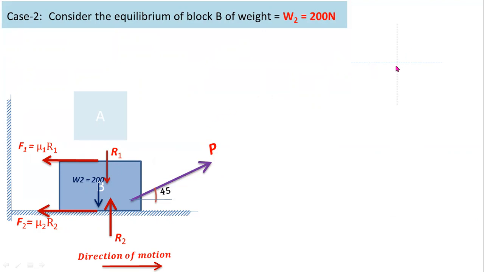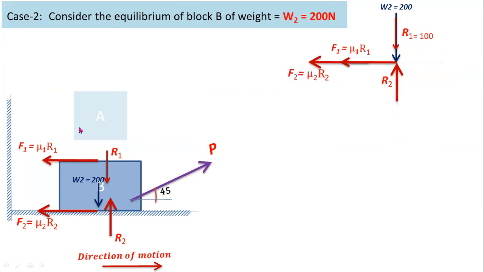Now consider the horizontal and vertical reference axes. Now you have to consider the self weight W2 equal to 200 newtons and the reaction forces R1 and R2. And you have to consider the friction forces F1 and F2. Now you have to consider the applied force P. You have to convert this applied force P into two components, one is a horizontal component and the other one is a vertical component.